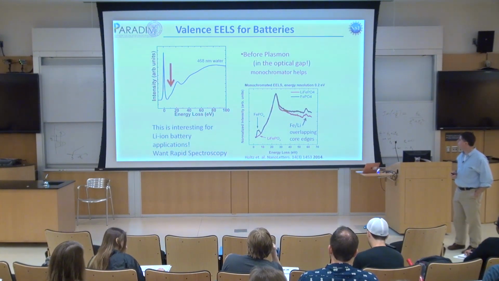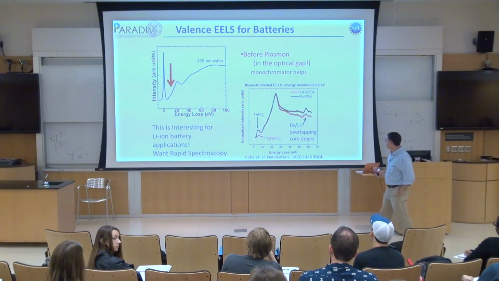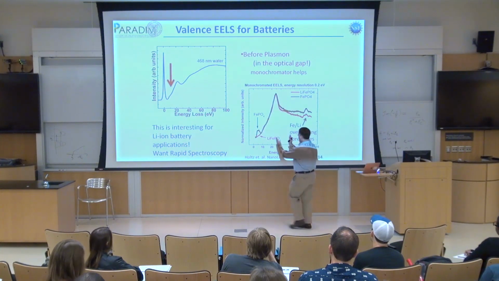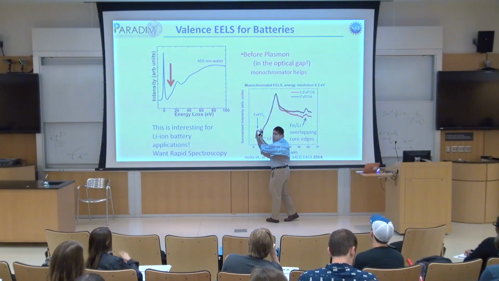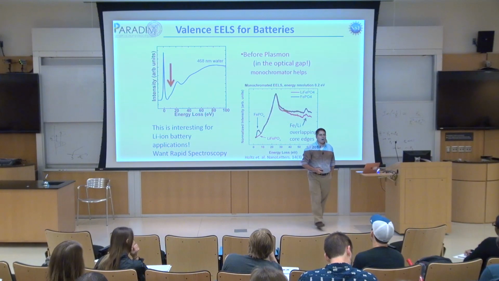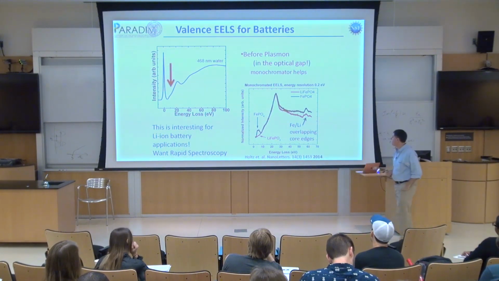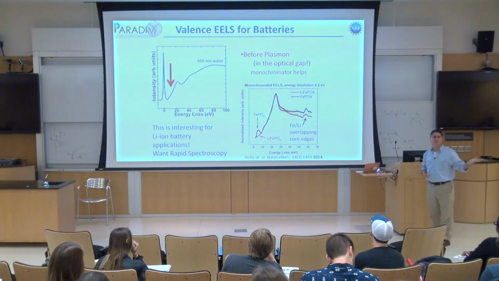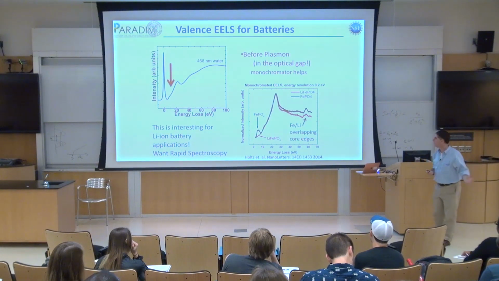So what did we do? We turned on our energy filter, and we picked a narrow energy window of that. And now you've got a contrast mechanism for seeing lithium. You can't see lithium by elastic scattering because it's so light.